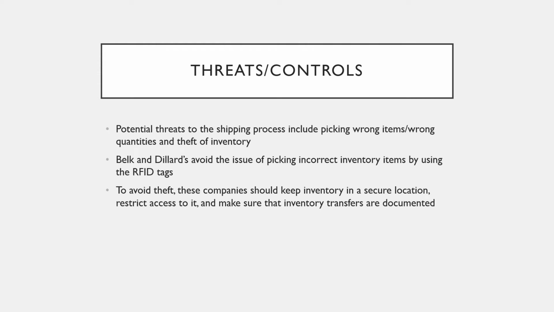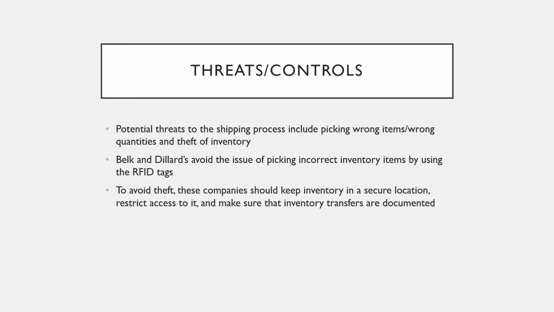Potential threats to the shipping process include picking wrong items or wrong quantities and theft of inventory. Belk and Dillard's avoid the issue of picking incorrect inventory items by using the RFID tags. Both companies have implemented these tags throughout their entire inventory to improve order fulfillment. RFID tags practically eliminate errors concerning picking inventory.